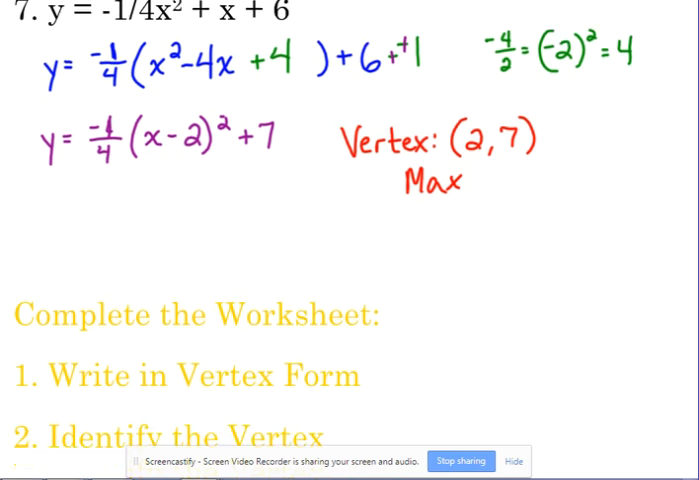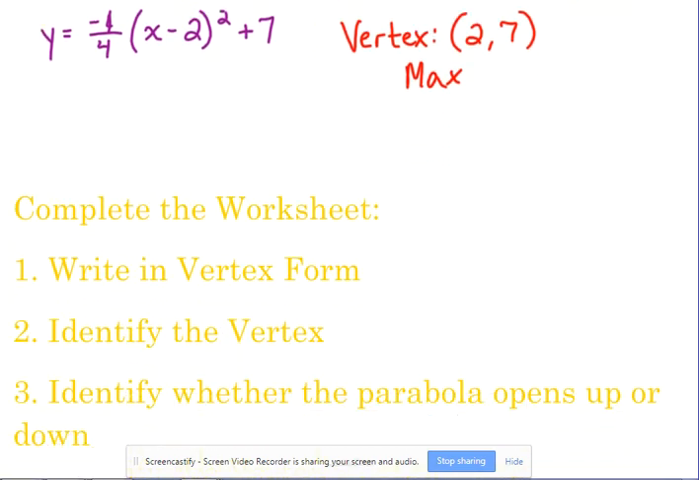So what I want you to do is practice with this on your worksheet there. I want you to do the rest of them, okay? We need to practice this with completing the squares. So you need to write each of these equations in vertex form. You need to identify the vertex and tell me whether the parabola opens up or down, that is, maximum or minimum. Okay?